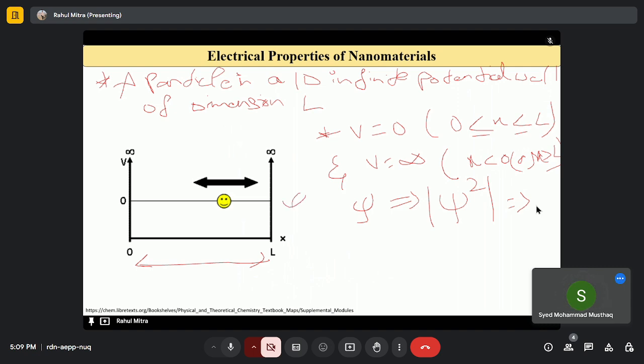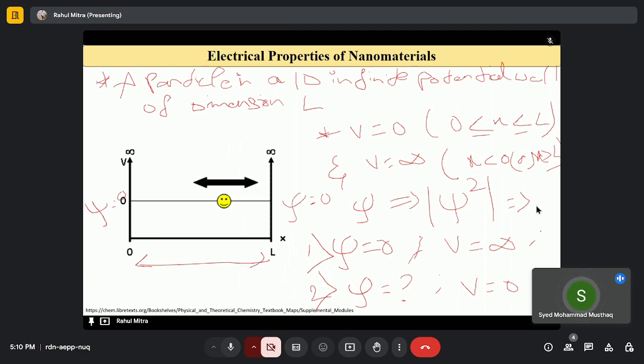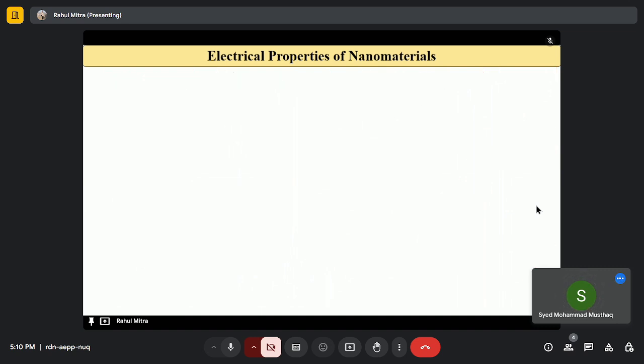So psi is 0. Let me write that too. Psi is 0 when V is equal to infinity. Now psi has some value when V is equal to 0. Doing this will significantly simplify our mathematical calculations later. So these are our boundary conditions, as represented here.